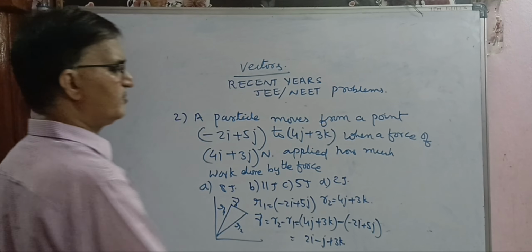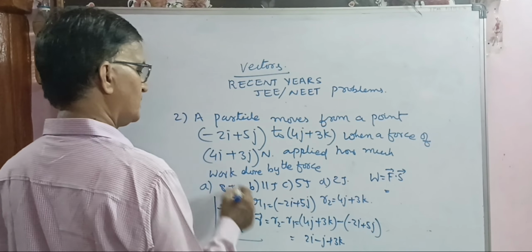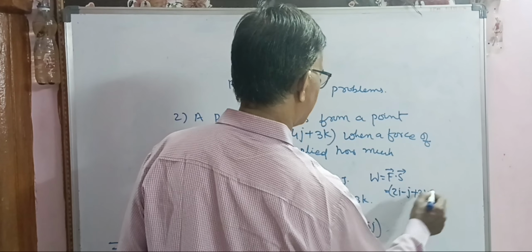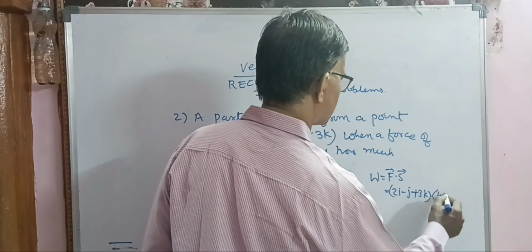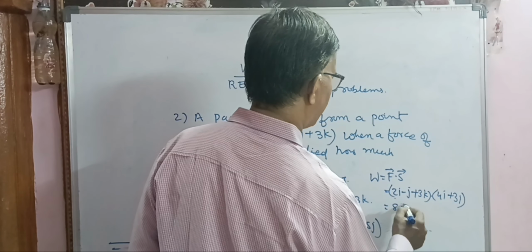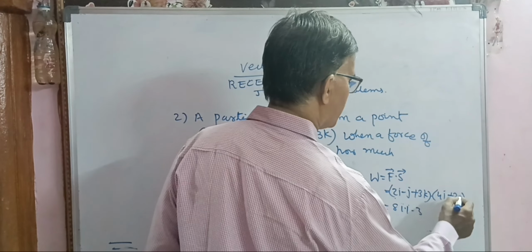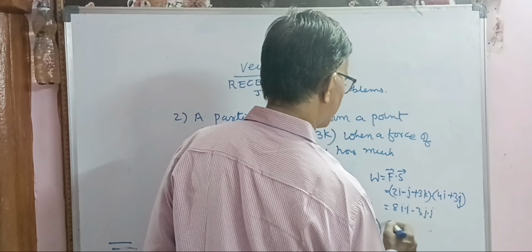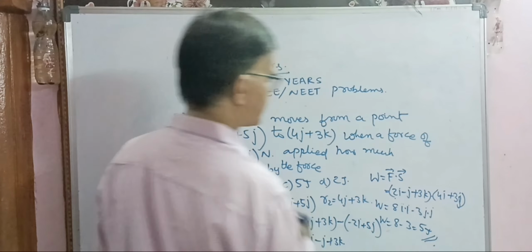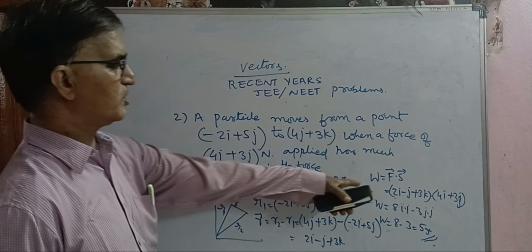You are asked to calculate work done. Work done is equal to F dot S. So we have 2i minus j plus 3k dot 4i plus 3j. Taking the dot product: 2 times 4 is 8, i dot i, minus 3j dot j. So 8 minus 3, work done is equal to 5 joules. You should take the position vector as R2 minus R1, then you will get the answer. W is equal to F dot S.